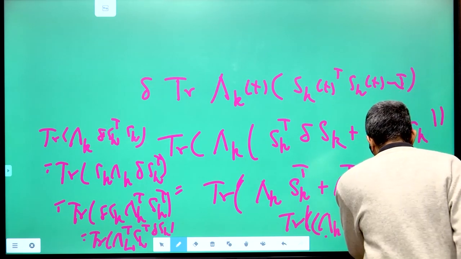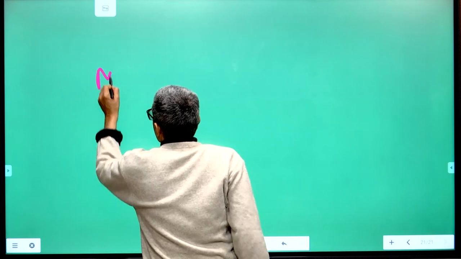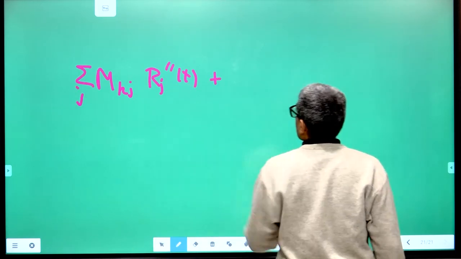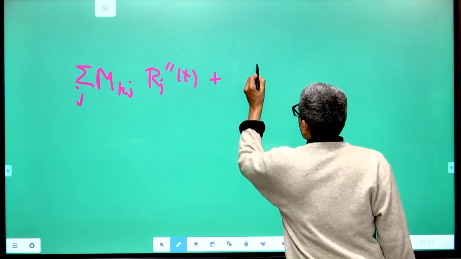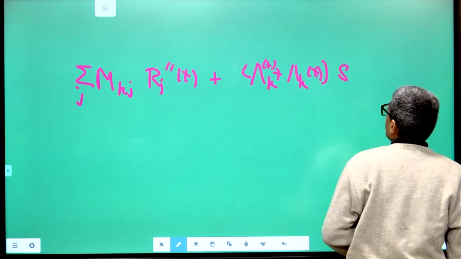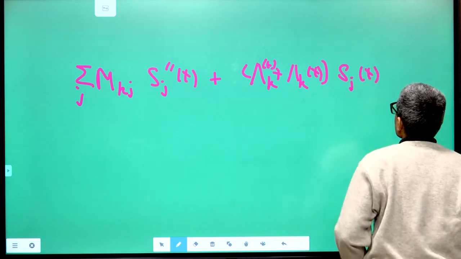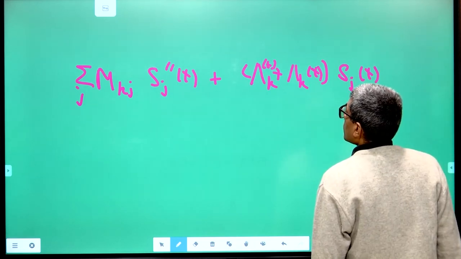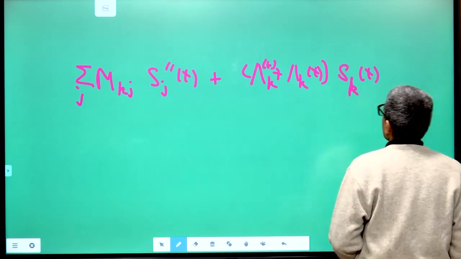And then if you pull up all these equations, what do you get? You get an Euler-Lagrange equation of the form: some coefficients mkj multiplied by rj double dash at t, summed over all j's, plus the potential energy term, and you had a Lagrange multiplier term, plus lambda k transpose at t multiplied by sj double dash. Here you will have sj of t transpose, you have delta sj transpose, you will have something like this, into skt.